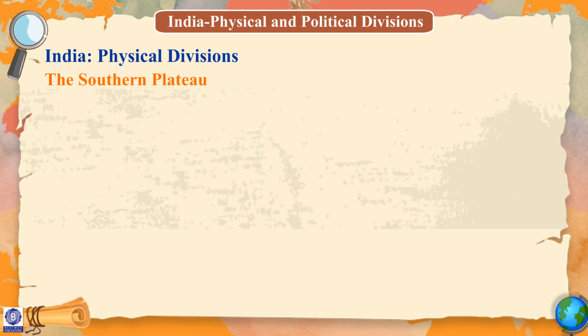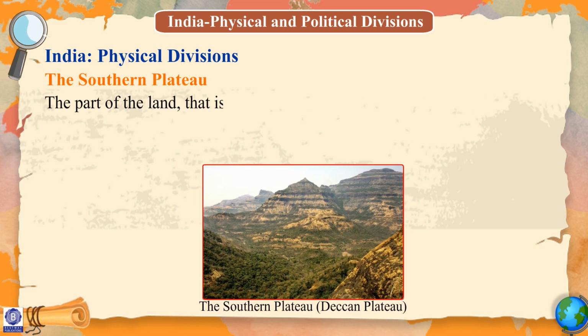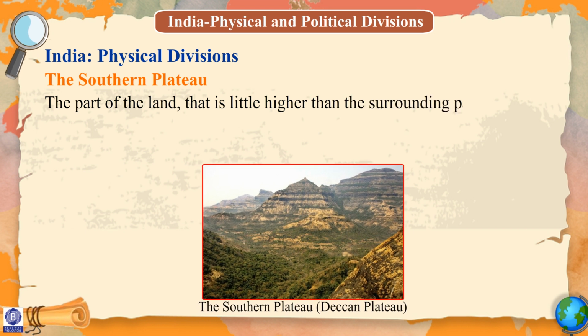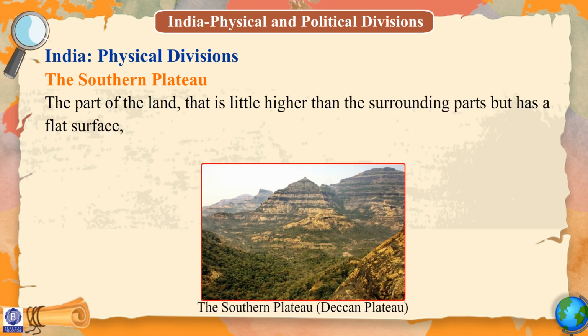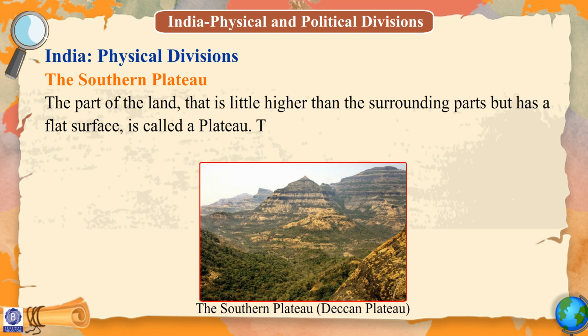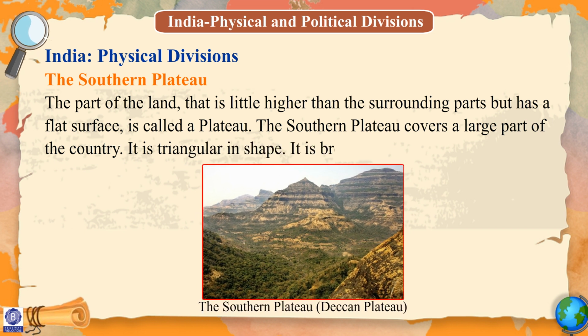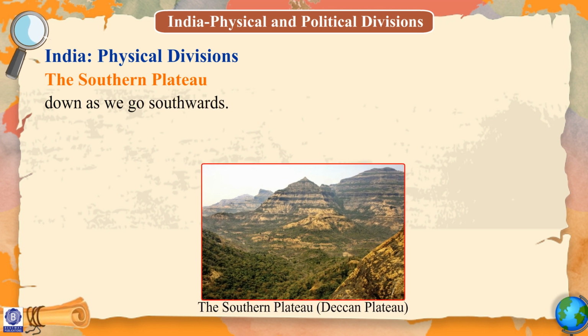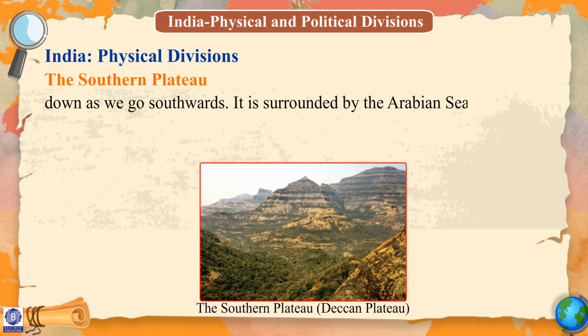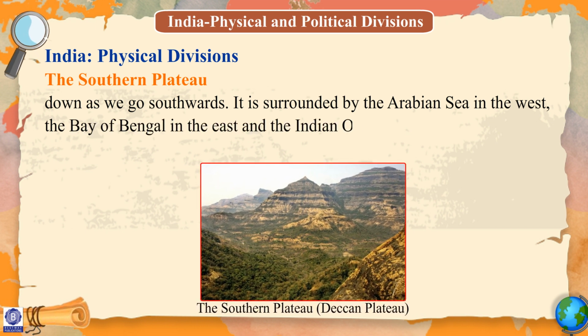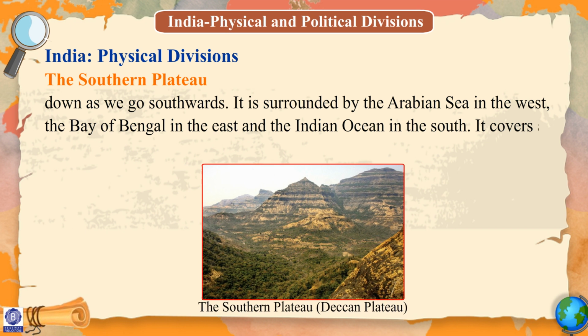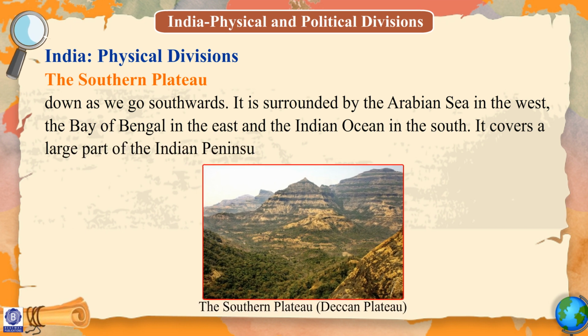The Southern Plateau. The part of the land that is a little higher than the surrounding parts but has a flat surface is called a plateau. The Southern Plateau covers a large part of the country. It is triangular in shape. It is broad towards the north and narrows down as we go southwards. It is surrounded by the Arabian Sea in the west, the Bay of Bengal in the east, and the Indian Ocean in the south. It covers a large part of the Indian peninsula.